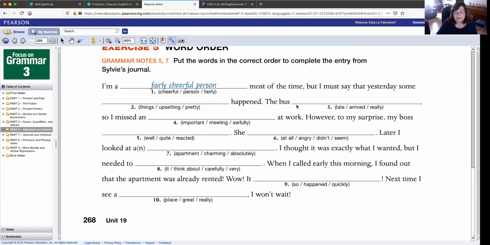The bus, they have late, arrived, really. So we're looking for a noun or a verb, and we don't have a noun, but we do have a verb, which is arrived. So the bus arrived, and now this is going to go first. The bus arrived late, but how late? Really late. The bus arrived really late. Okay, try to do the rest of that. Let's go to the next page.